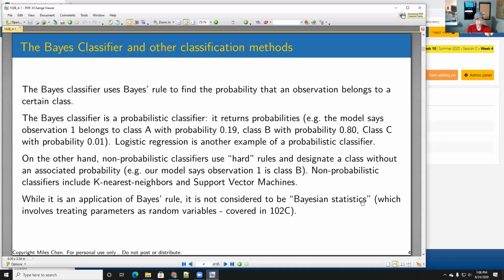The first classifier that we're going to look at is the Bayes classifier, and then we'll develop this into the naive Bayes classifier. It's called the Bayes classifier because it uses Bayes' rule in probability to find the probability that an observation belongs to a certain class.